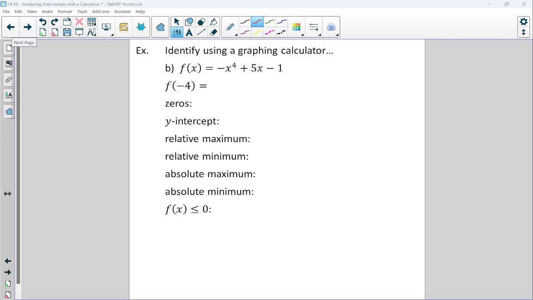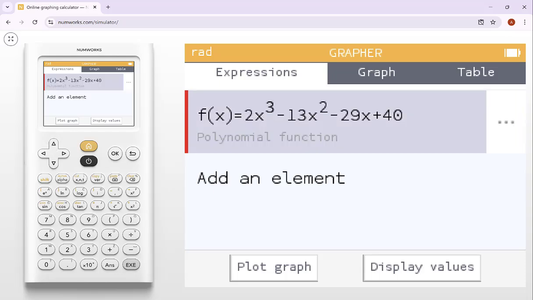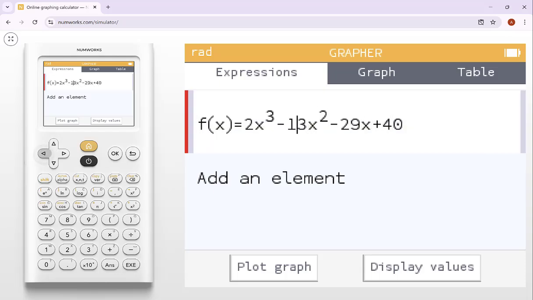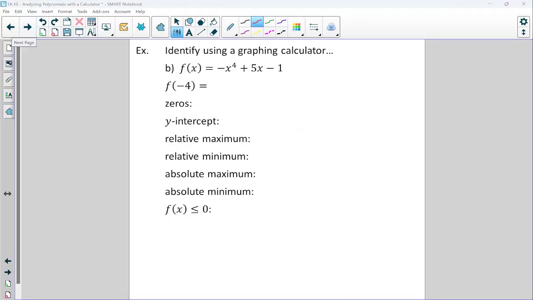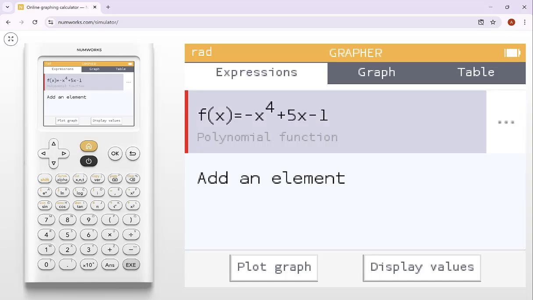I need negative x to the fourth. Oops, try that one more time. Negative x to the fourth. So I want this to be a fourth power, and I want to lead with a negative. The negative and the minus button are the same thing. Negative x to the fourth plus 5x minus 1. All right, let's go ahead and graph it.